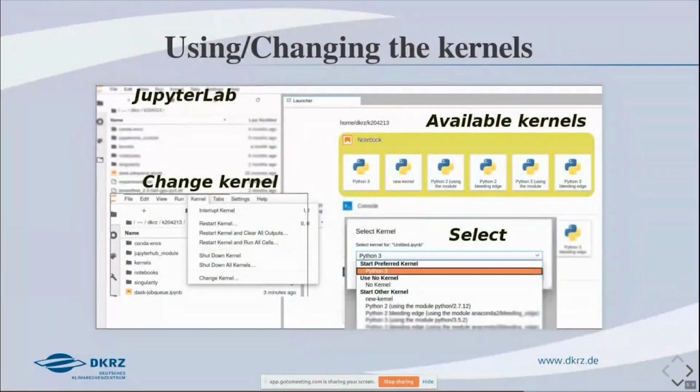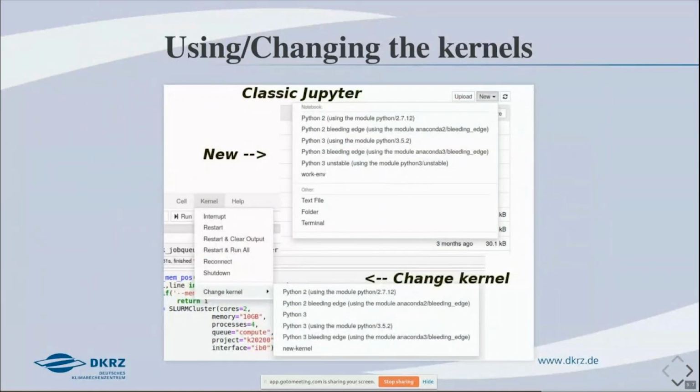This is just how you can use or change the kernels for Jupyter Lab. All available kernels, including the one you just created, are on the right side. You can directly click on one of them and it will start the notebook with the corresponding kernel. To change the kernel, you click on the menu Kernel, Change Kernel, and select the one you need. This is for Jupyter Lab. For the classic Jupyter, it's almost the same thing. The difference is only when you want to create a new one. There is a button, New, and then you choose between the available kernels.